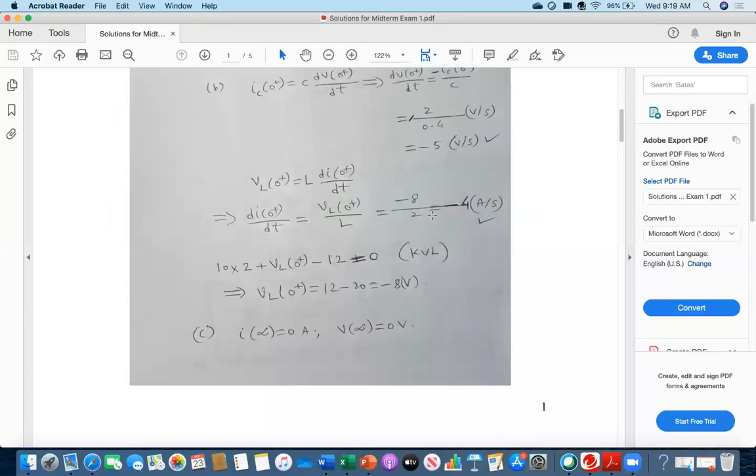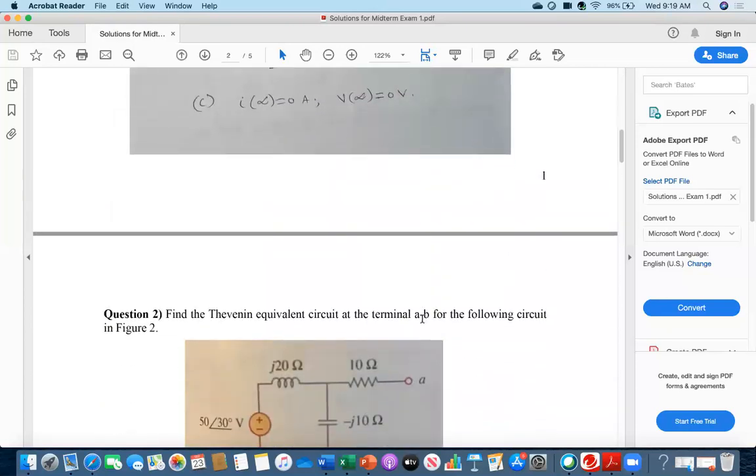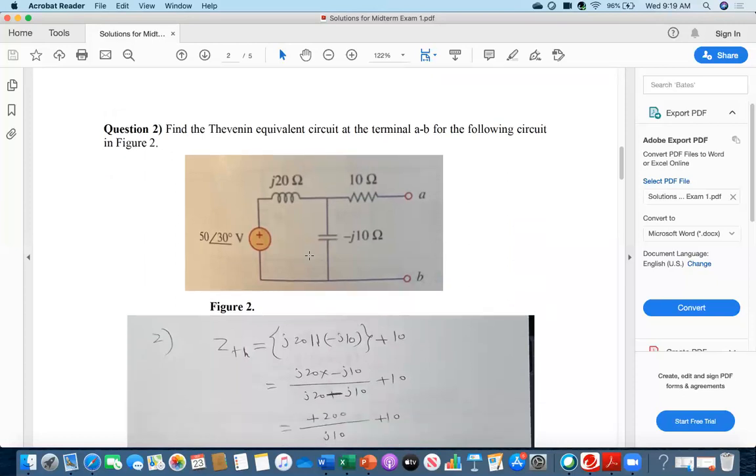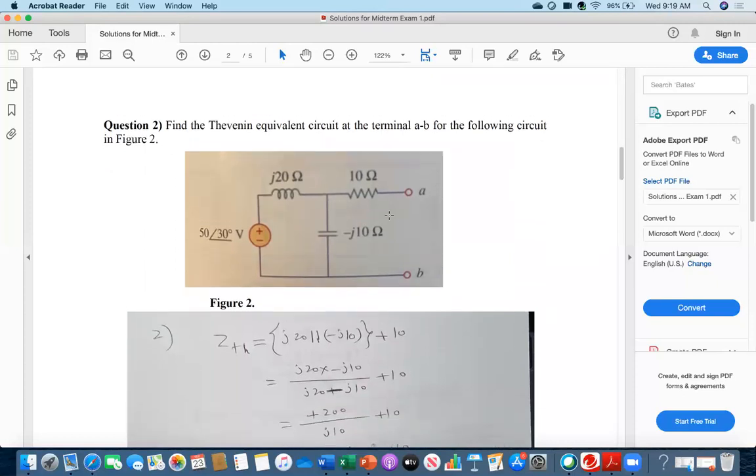Okay, and now moving forward with the next one: find the Thevenin equivalent circuit at the terminal AB for the following circuit in figure 2. The circuit was not difficult. It is a simple circuit. So first you have to find Z Thevenin and later V Thevenin, two things.